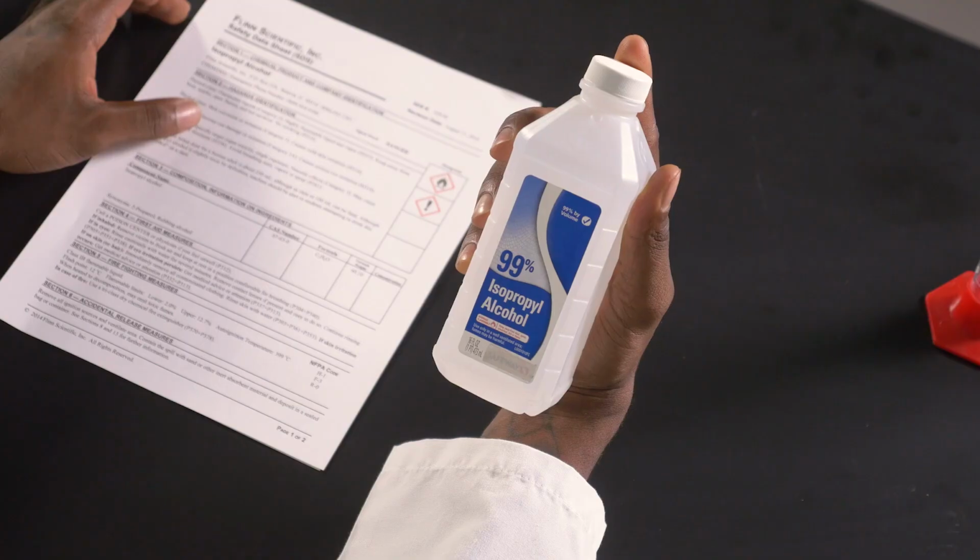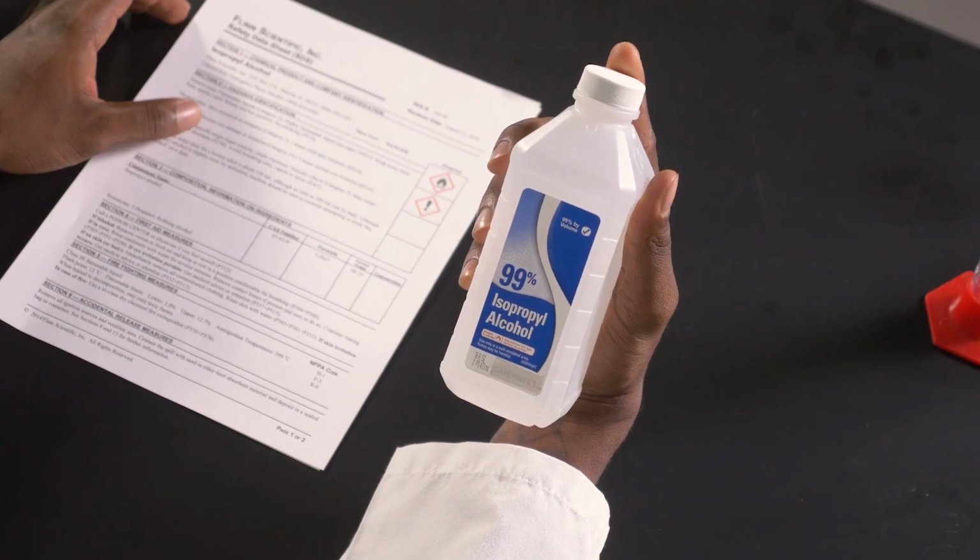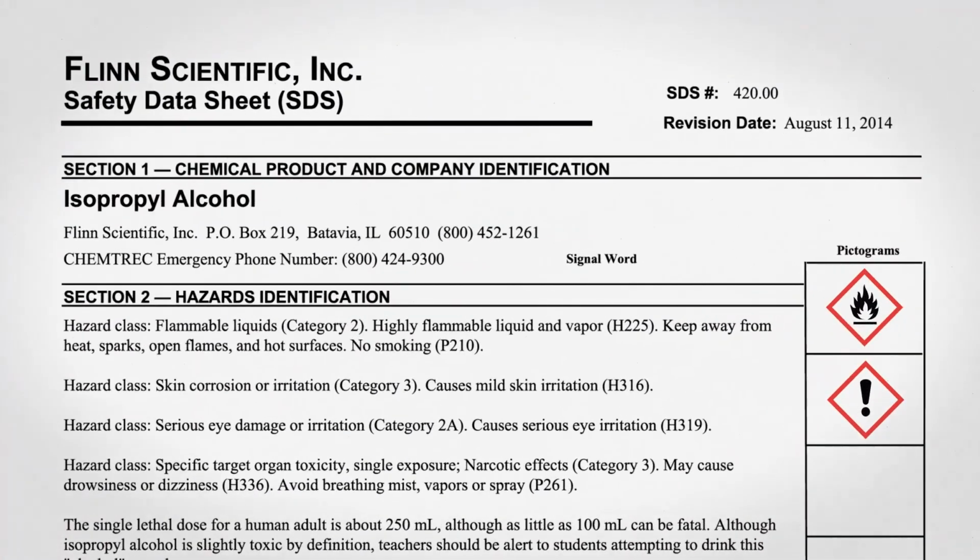hazards. In this video, we'll look at a sample SDS for isopropyl alcohol, a common household chemical. Isopropyl alcohol can be found in home first aid kits and is used to treat minor scrapes, cuts, and wounds. So without further ado, let's take a look at a sample SDS. All safety data sheets have the same 16-section format.